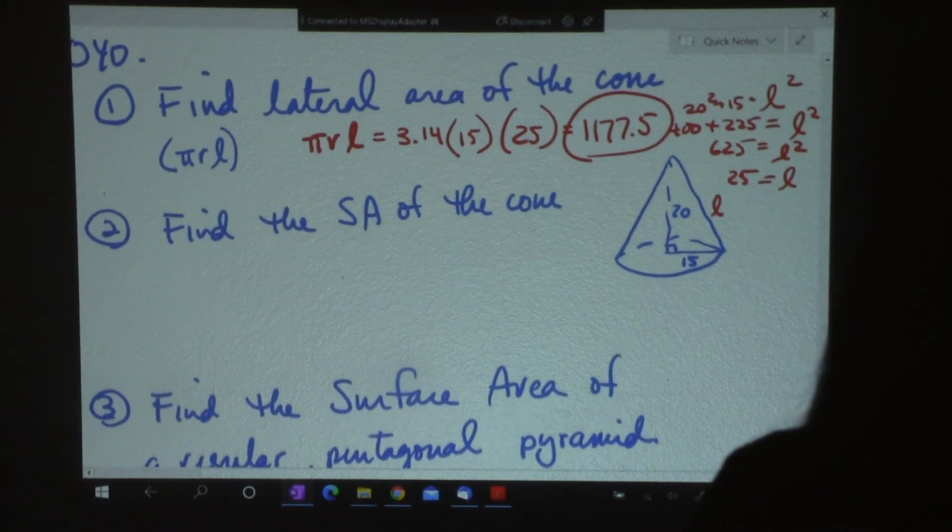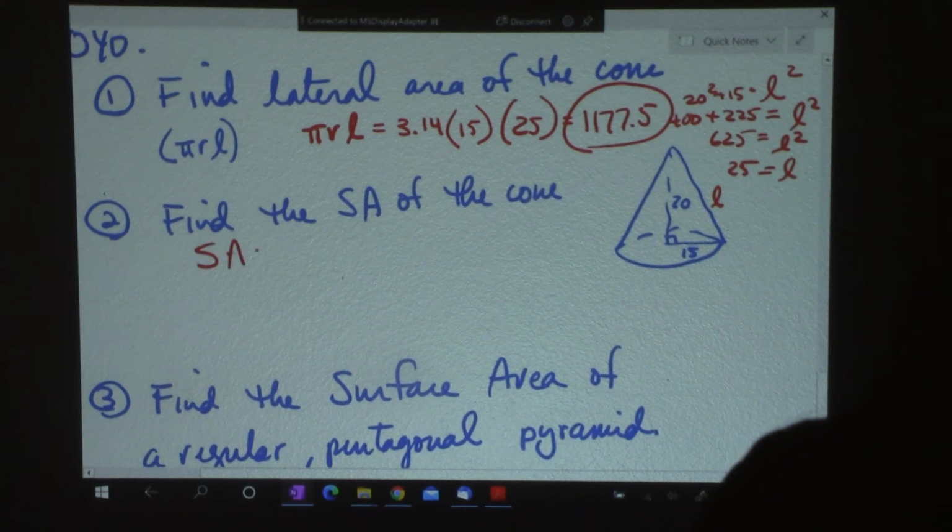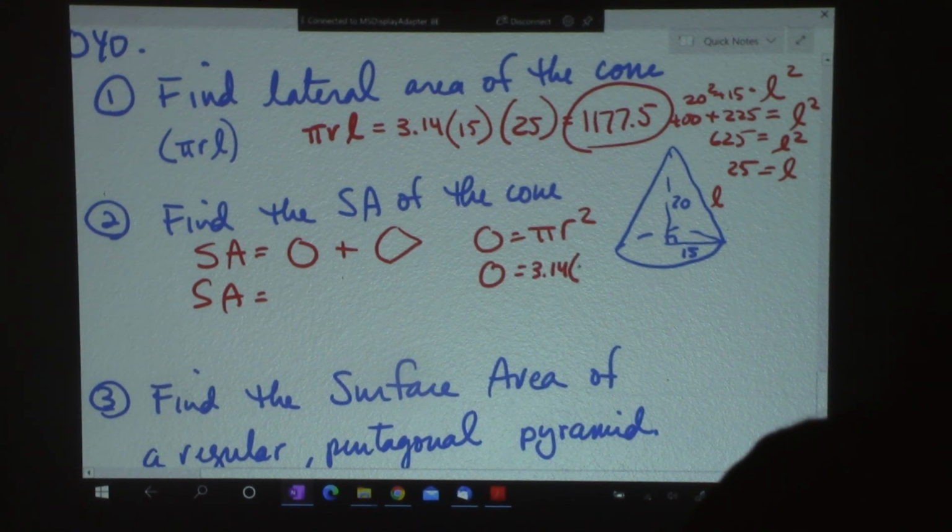All right, so now to find the surface area, I need the circle plus the pi shape. So I have the circle, which is pi r squared. So that's 3.14 times 15 squared. And if I work that out, I get 706.5.